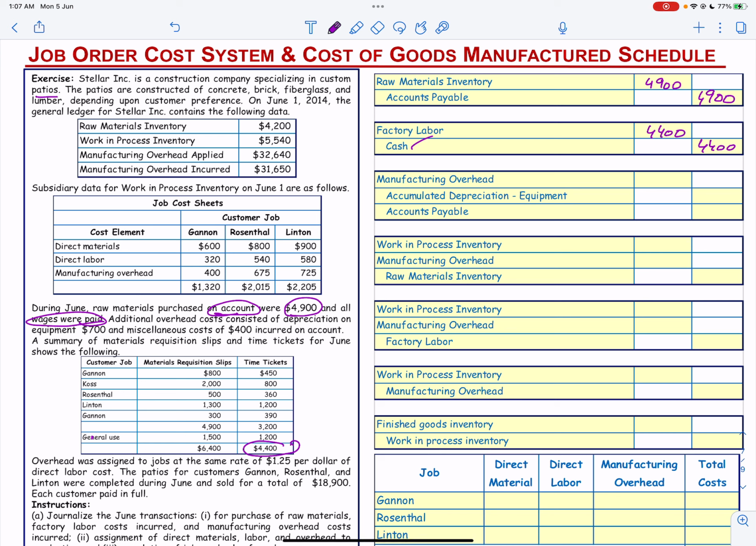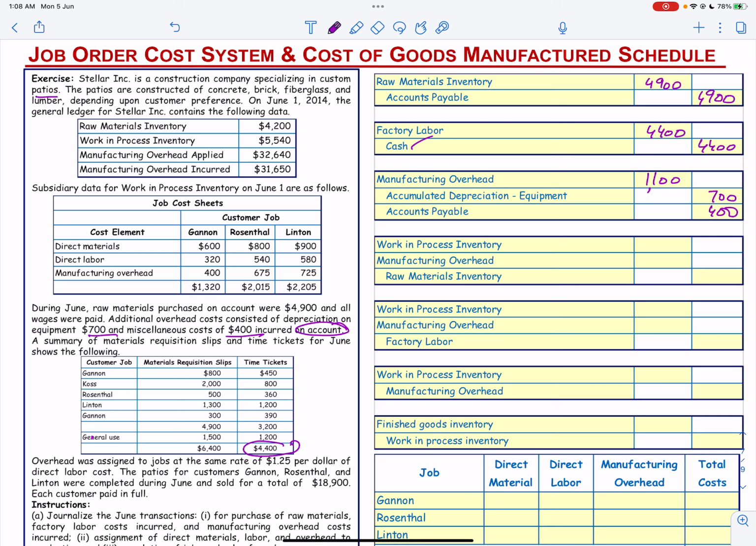Next we are going to record the transaction for manufacturing overhead cost incurred. Overhead cost incurred was 700 and miscellaneous cost of 400. So accumulated depreciation is credit by 700, and 400 of the miscellaneous cost is on account, so we have accounts payable, and the manufacturing overhead will be 1,100.